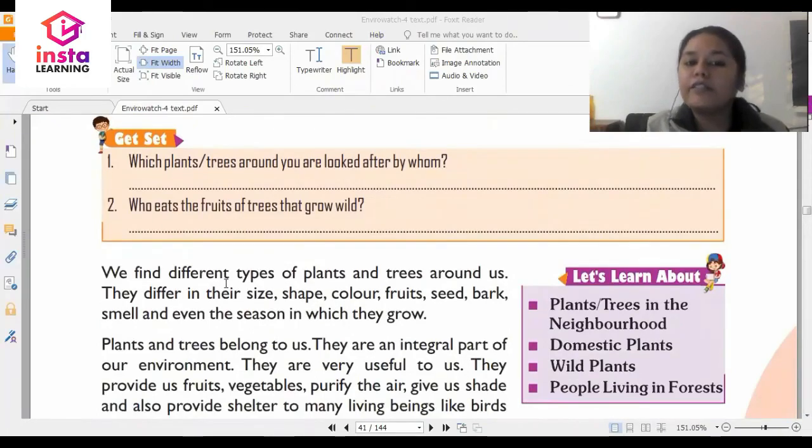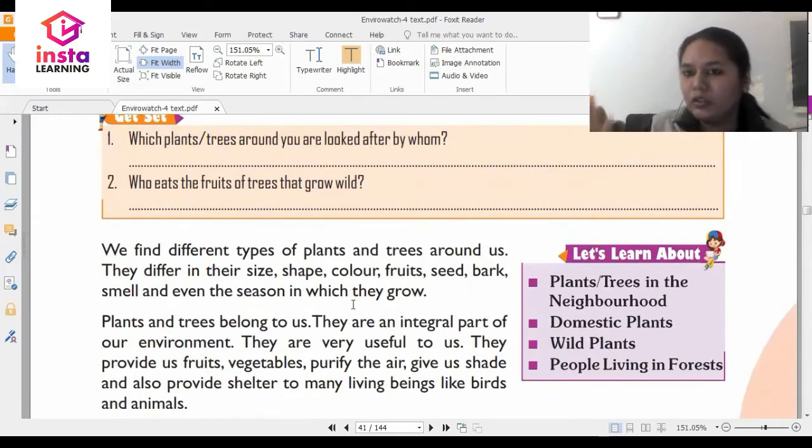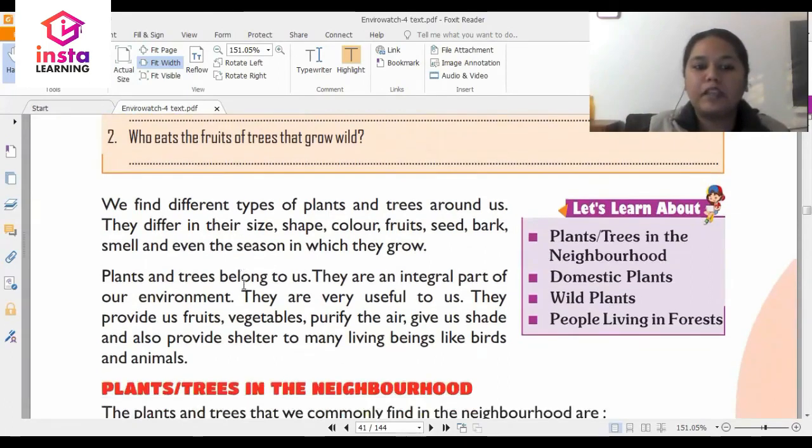We find different types of plants and trees around us. They differ in their size, shape, color, fruit, seed, bark and smell and even the season in which they grow. So imagine so many plants and so many different features they have, whether it's size, their roots or their bark, the seasons in which they are growing, like a mango tree you find in summers.